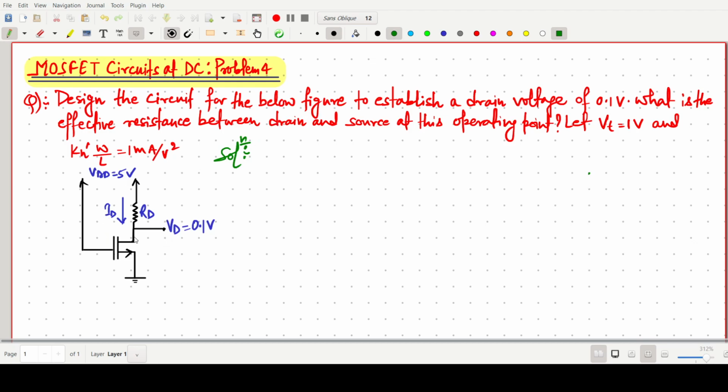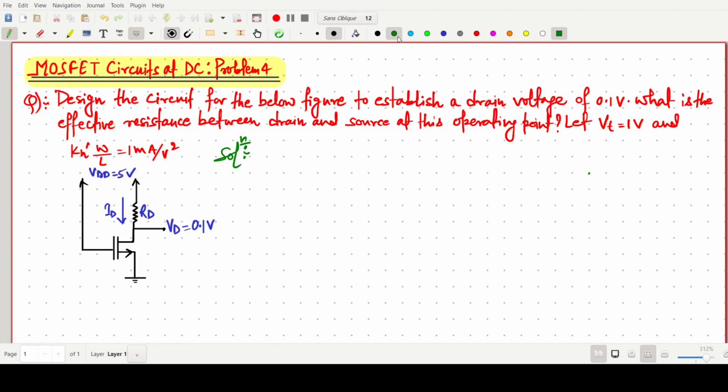This one is the figure given, and this one is an NMOS, to establish a drain voltage of 0.1 volt. So this VD is given as 0.1 volt. RD value is unknown. So what is the effective resistance between drain and source at this operating point? The given values are Vt 1 volt and Kn' W/L 1 milliampere per volt square.